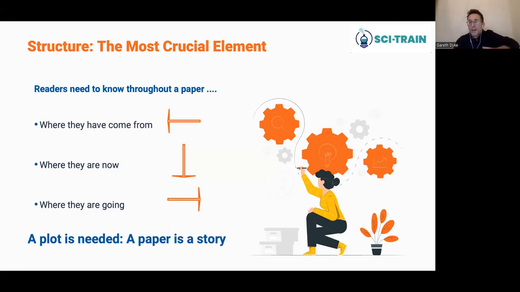Because of course, message, audience, and structure, you've got to give your readers information that helps them with the reading process of your paper. They've got to know where they've come from. They've got to know where they are now, and they've got to know where they are going. A plot is needed in academic writing. It's really no different to a detective story or a movie. You've got to put that structure in place.